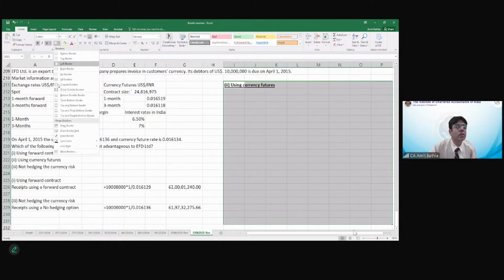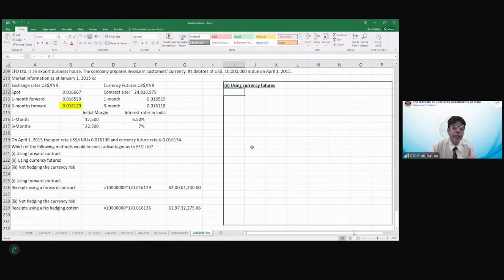So, here we have the second part which we are doing. I hope this will be better for everyone from a visibility perspective. You have the question right in front of you. Now, using currency futures, first and foremost, I need to identify how many contracts there will be. How do I get that? 10 million divided by 24,816,975.